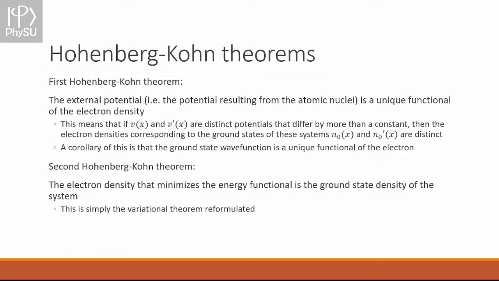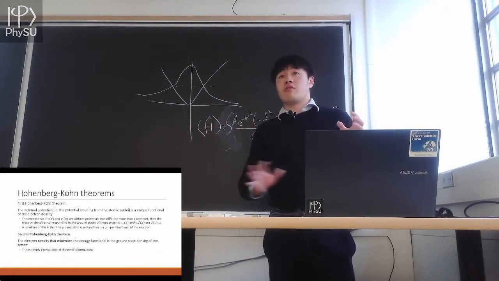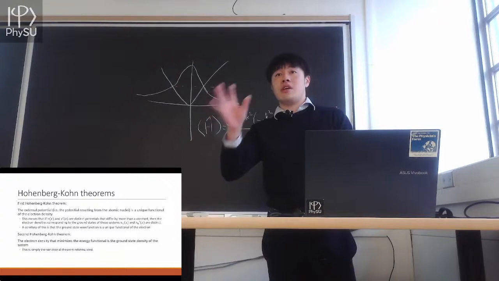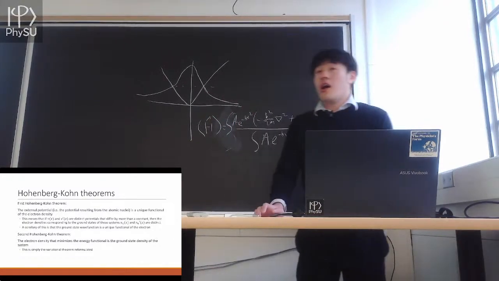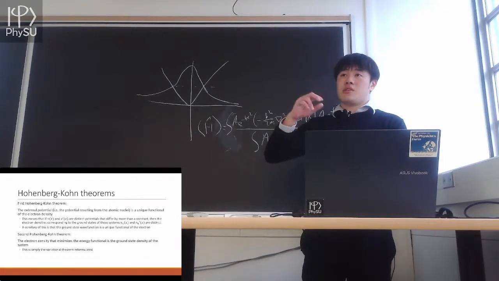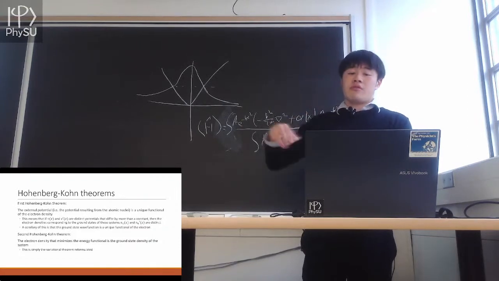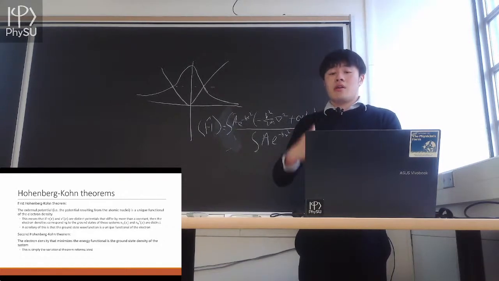So what this means is that if you have two potentials, v of x and v prime of x, and they differ by more than a constant, let's suppose you solve the Schrodinger equation for these systems, and you solve for the ground state wave functions of these systems. Then when you take the ground state wave function, you can also compute the ground state density, because that's just taking the amplitude squared of the wave function. The first Hohenberg-Kohn theorem tells us that these ground state densities are distinct.